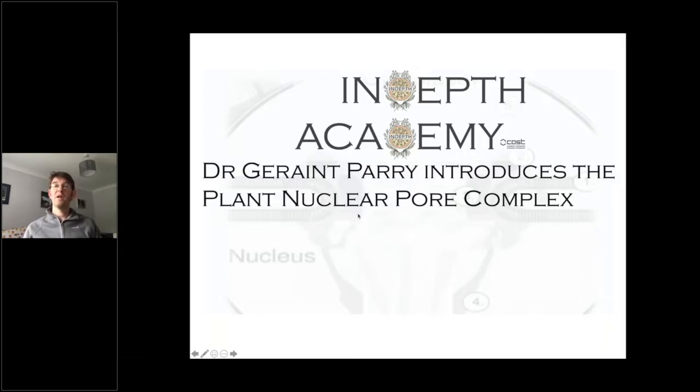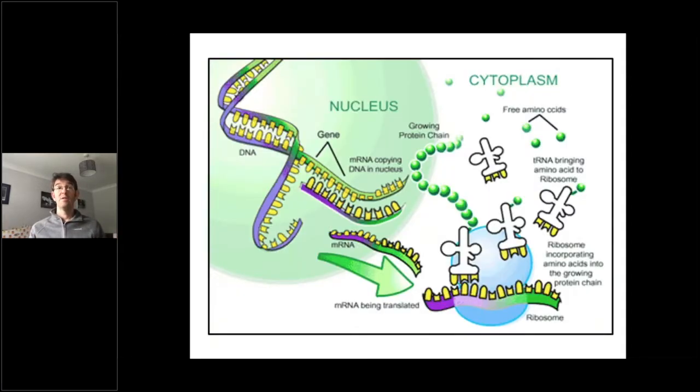My name's Dr. Geraint Parry, and today I'm going to introduce the plant nuclear pore complex. So I can imagine when you think about a cell, you think of two main components, the nucleus and the cytoplasm. And we all know that the nucleic acid is within the nucleus, messenger RNA is made there, that messenger RNA travels out into the cytoplasm where translation occurs, and then proteins move wherever they need to go within the cell. But often people don't think about this section in between.